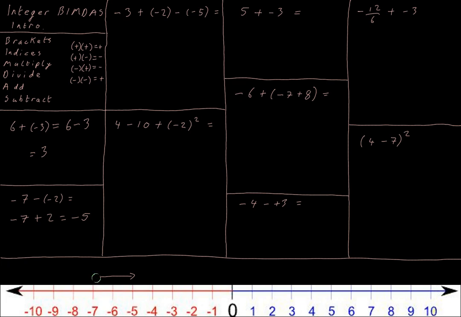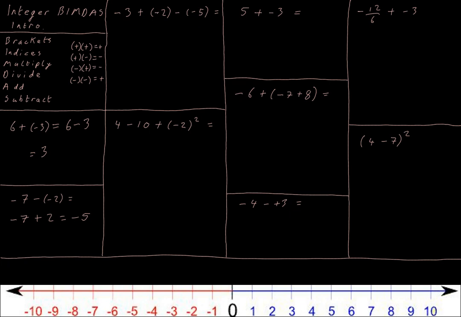Now, if we have more than 2 numbers, it doesn't make any difference. We're still going to do things step by step and use BIMDAS to guide us as to what we do first. So we have minus 3 plus minus 2 minus minus 5, and we have stuff in brackets.